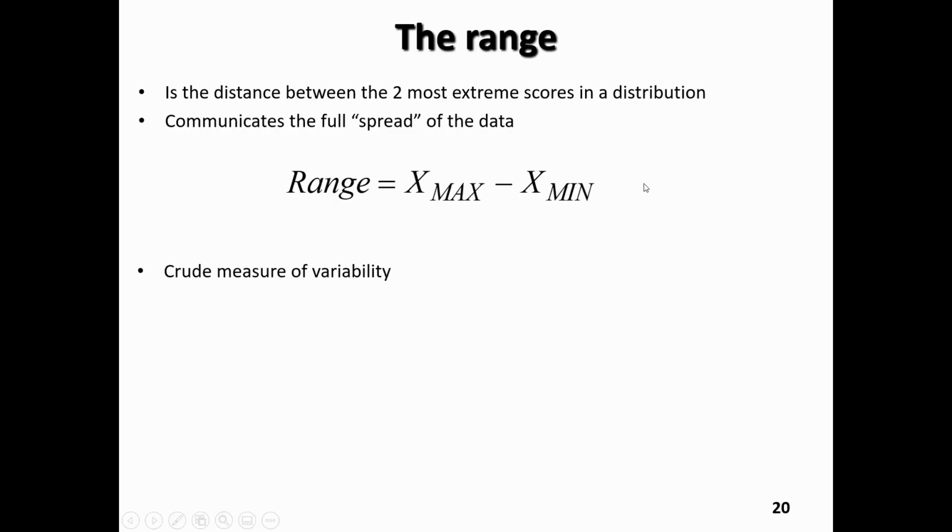This is considered to be the most crude measure of variability, but it is the one that is often used for nominal and ordinal data. It is also used for interval and ratio data as well. One limitation of the range is that although it captures the full distance between the two extreme scores, it does not provide any information as to how the scores are distributed between the maximum and the minimum.